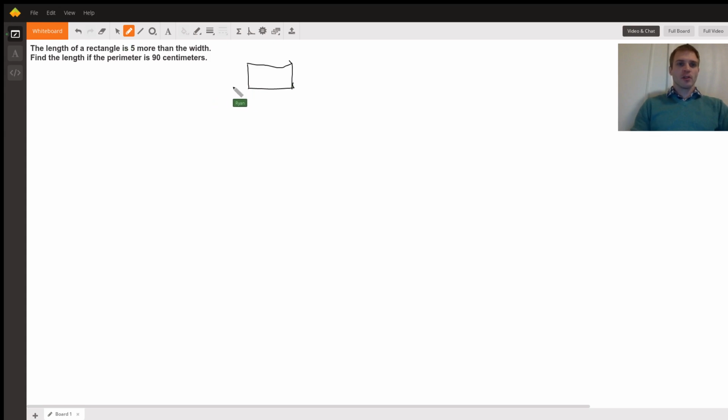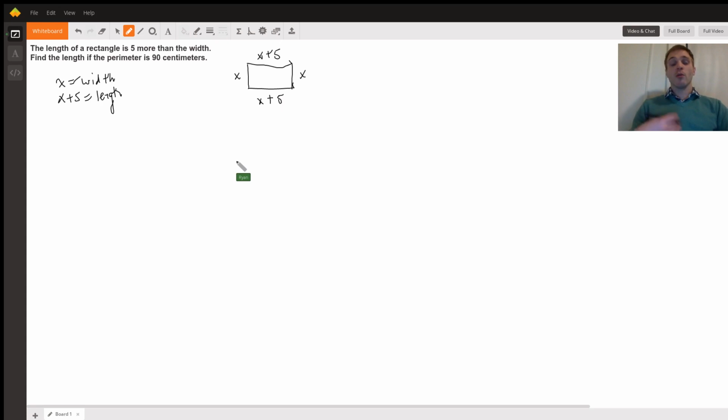Okay. So the width, let's call it x. x equals the width. Put x there. And then from the question we have the length of the rectangle is 5 more than the width. So x plus 5, 5 more than the width, is equal to the length. Okay, and so I'm going to draw that on the rectangle over here. Now, the opposite side is going to be the same. So we have x over here and x plus 5 over here.